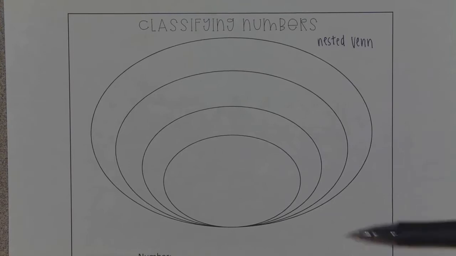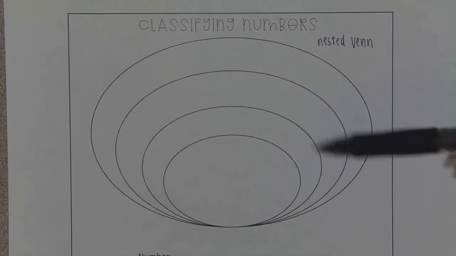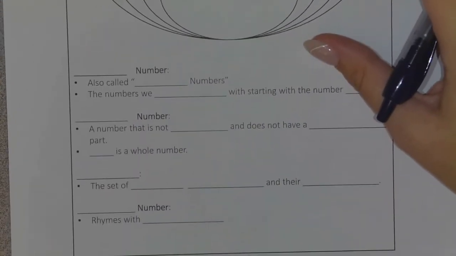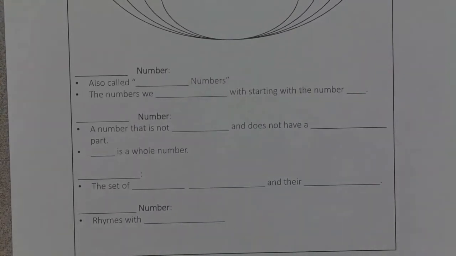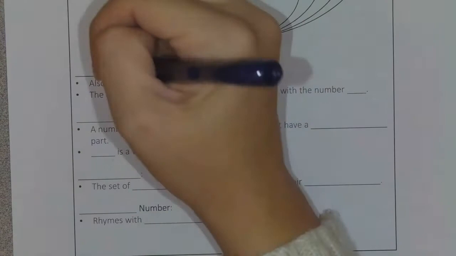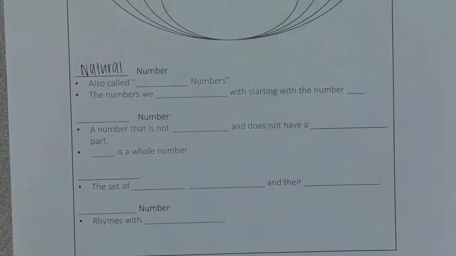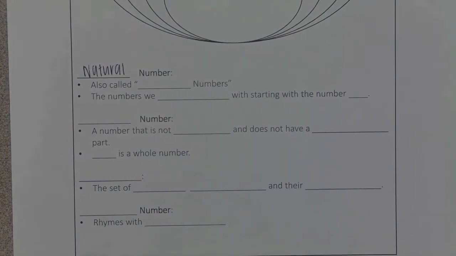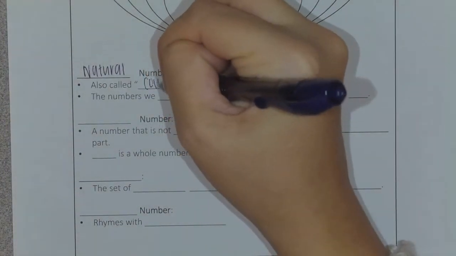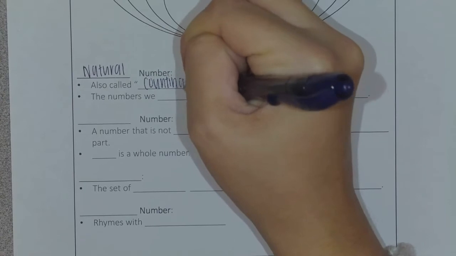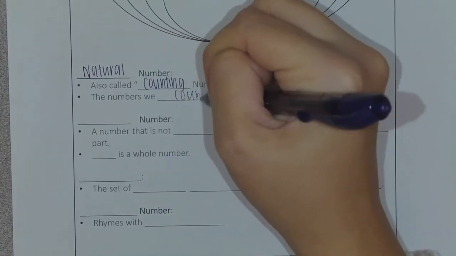So I'm going to switch back and forth between putting things in our Venn diagram and defining our different types of numbers. Let's start with our first type of number, the most exclusive type of number, which is called a natural number. Natural numbers get a nickname. They're also called counting numbers.